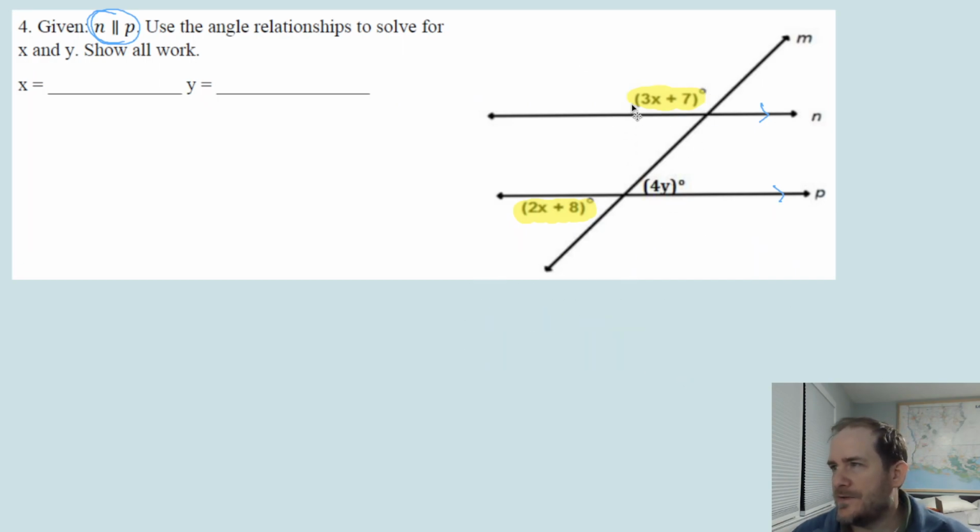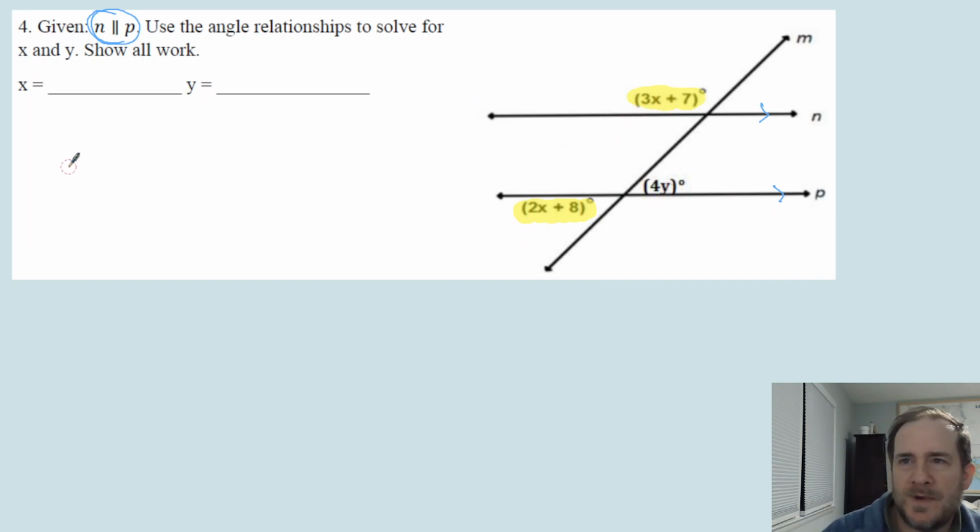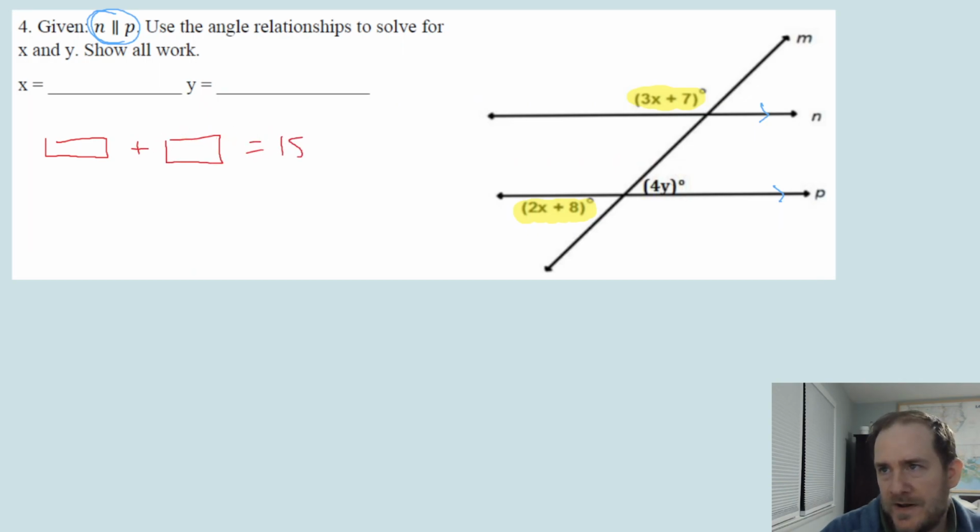Now what kind of angles are these? Those are same side exteriors. And same side exteriors are supplementary instead of congruent. So because they're supplementary, I know I want to write an equation where the one angle plus the other angle equals 180. So don't just set these equal to each other. Set them so that the 2x plus 8 plus the 3x plus 7 will equal 180.